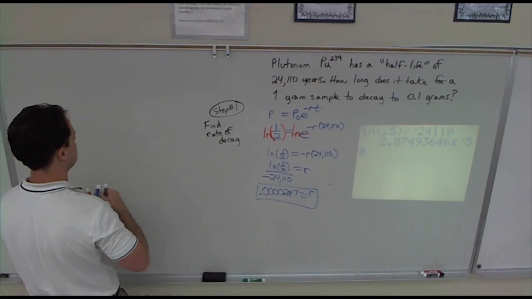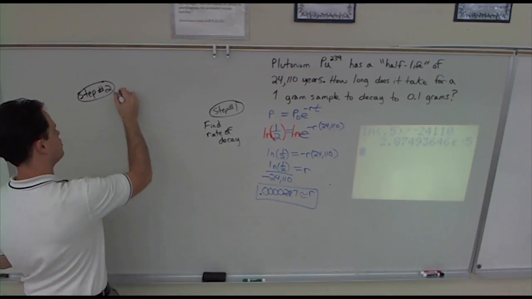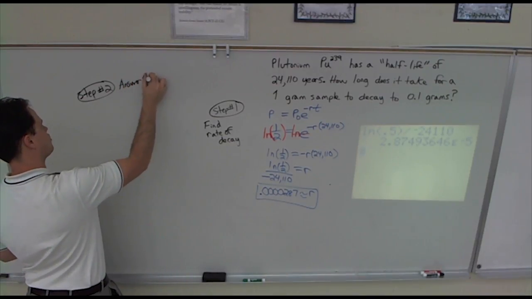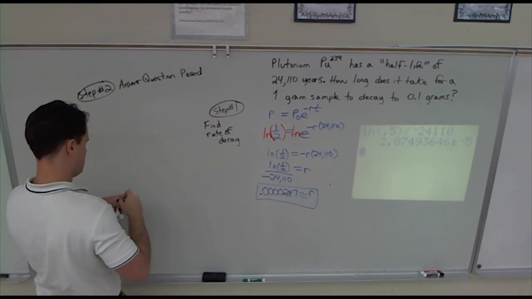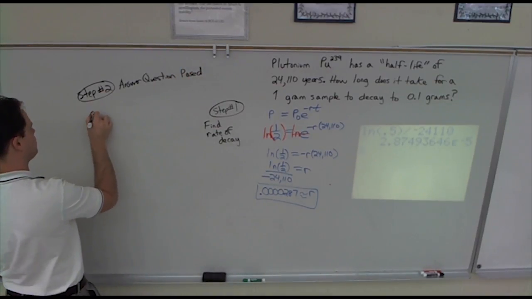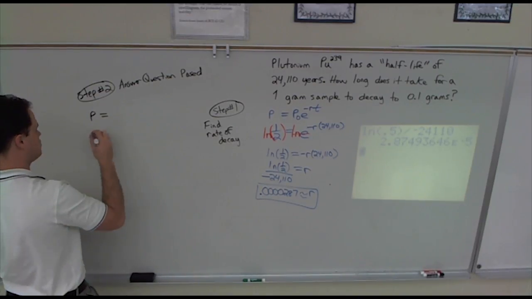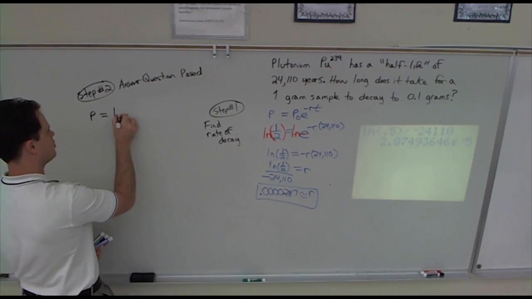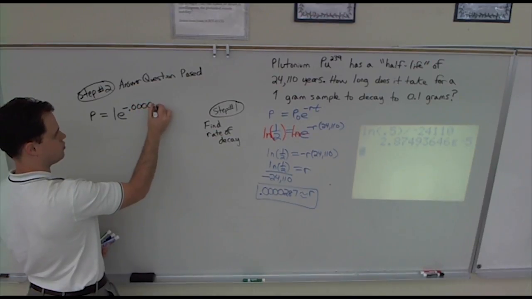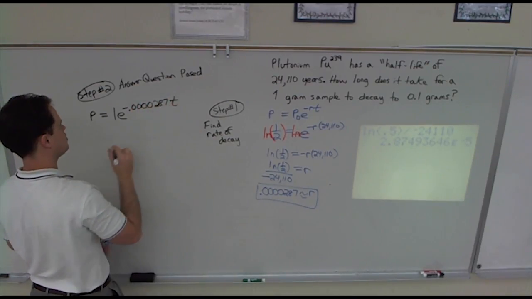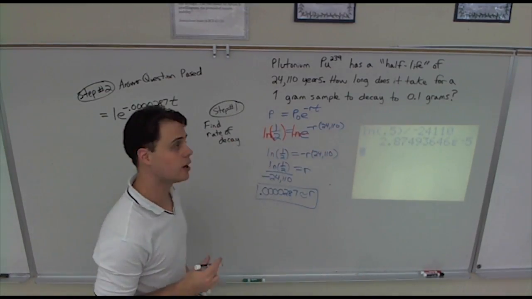Once you have your rate of decay, though, that should be easy. So step number 2 is answer the question posed. So let's go with what we know. We've got the initial amount, which, oh yeah, we're going to say the initial amount is 1. We know E is E. We know R is that, 0.00002287. T is T. And we wanted to really see when 1 gram decayed to 0.1 grams.